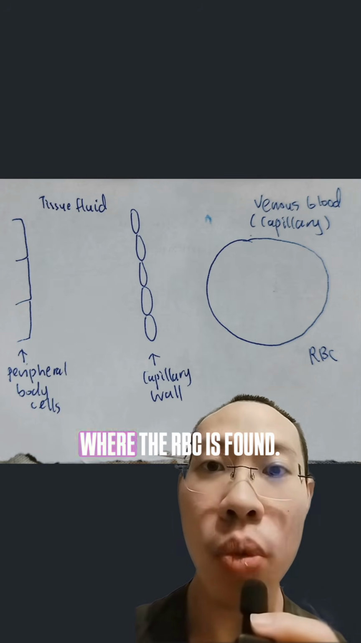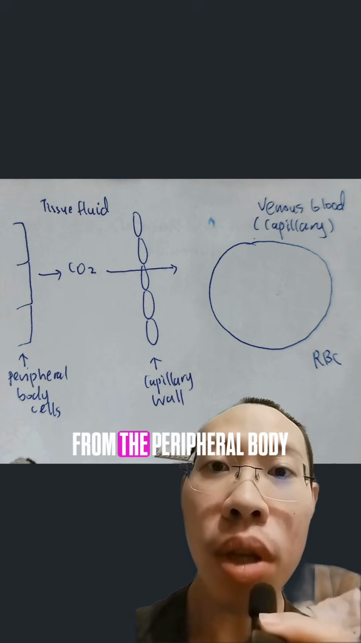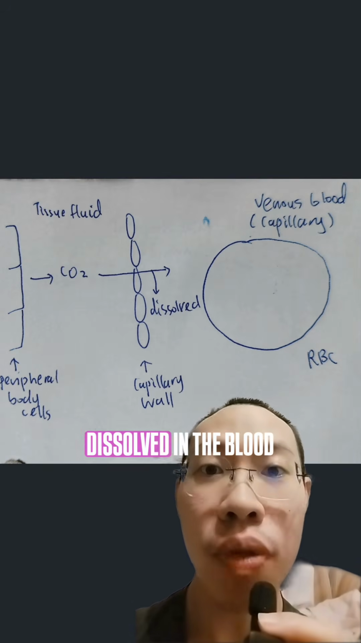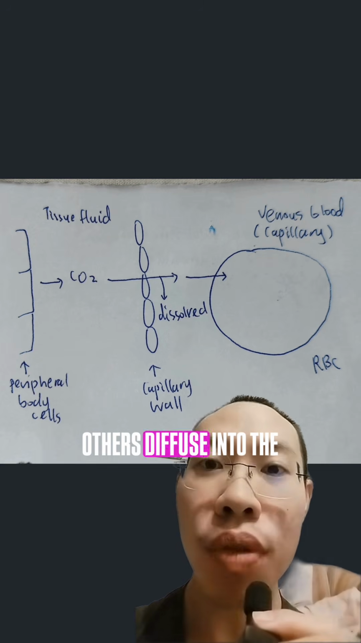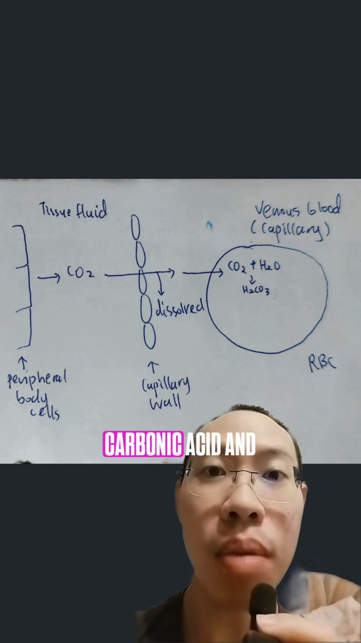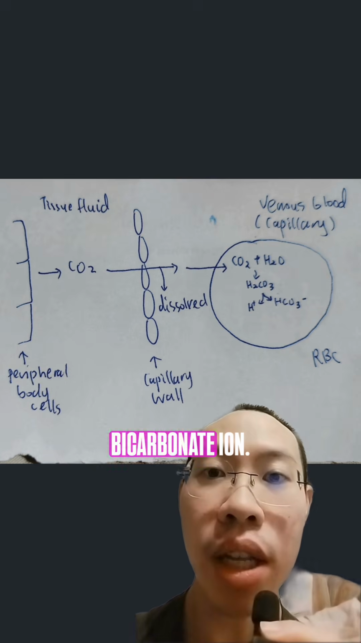Within the vessel is where the RBC is found. Carbon dioxide diffuses from the peripheral body cells through the capillary wall. Some of it gets dissolved in the blood plasma. Others diffuse into the RBC. Once inside, it combines with water to produce carbonic acid and dissociates to produce the hydrogen ion and bicarbonate ion.